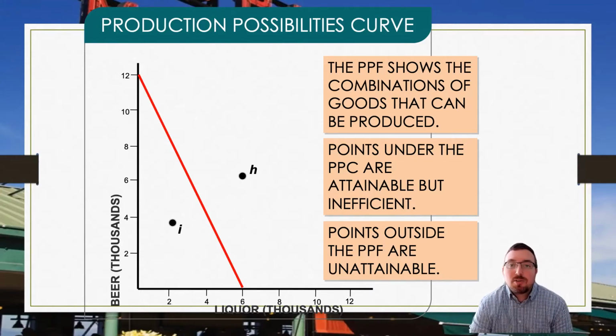There's just not enough resources available. Again, remember the assumptions of that PPC curve. Fixed amount of productive resources. We have a fixed amount of resources that we're pulling from. We're utilizing the given technical knowledge.